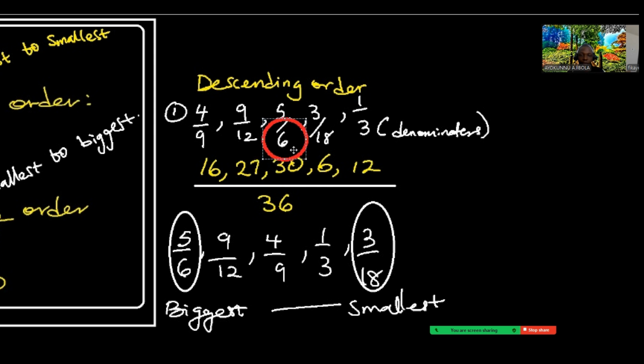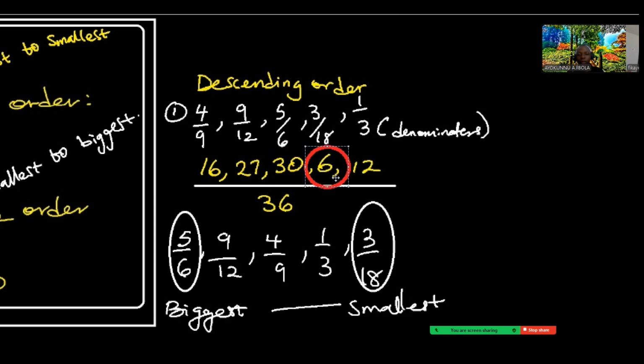Okay, how did we get 30? It's because of 6. How many 6s are in 36? That is 6. Then 6 times 5 gives us 30. Explain that again. How many 6s are in 36? That is 6, okay. Then you multiply it by 5 to get 30. Is that clear?